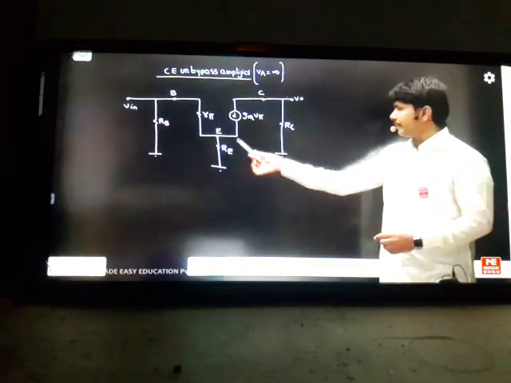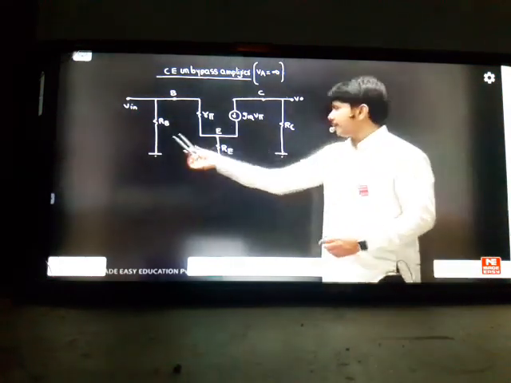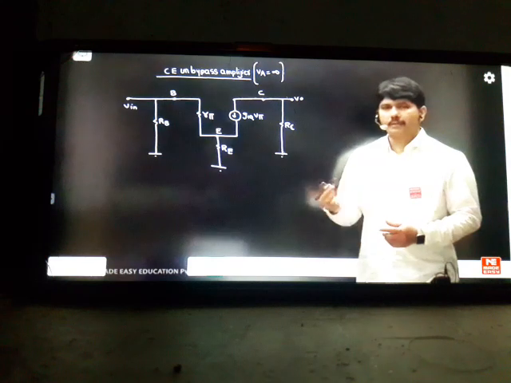In the common emitter bypass model, we don't have this. Now presently it is coming. The remaining things are the same. RB will be here, RC will be here, everything is the same. So first you have to understand the model design.